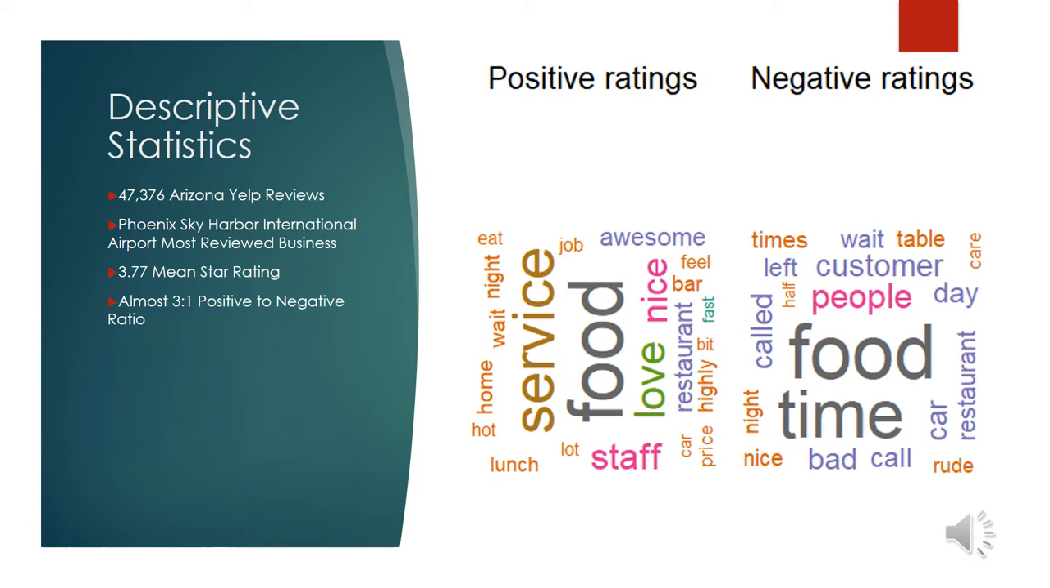So you can see two word clouds, for positive and negative ratings. One interesting thing, and I guess it really shouldn't be interesting: we saw before that food was the number one word in the data set in total. So of course food would be seen in both positive and negative reviews.